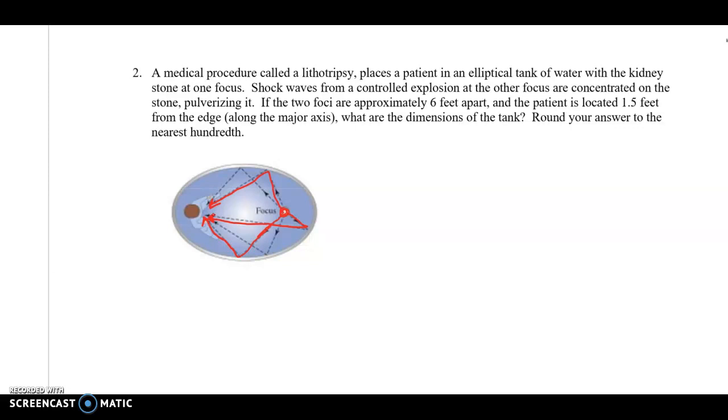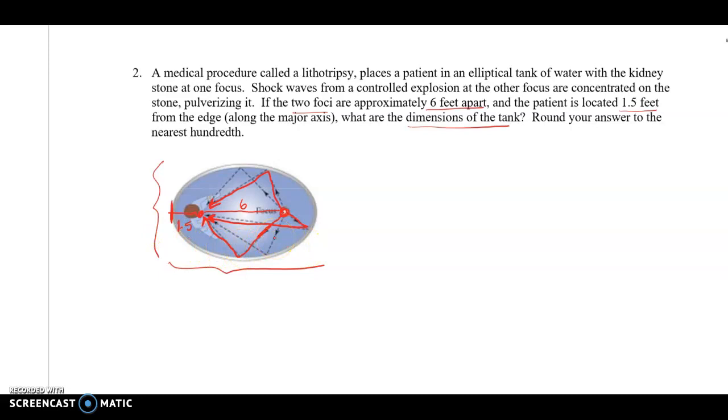All right, so here's an example where it says, if the two foci are approximately 6 feet apart, that's how far apart the foci are, and the patient is located 1.5 feet from the edge. So I guess from here to the patient is 1.5 feet. And then the foci are 6 feet apart, it says. What are the dimensions of the tank? Now you might say, how do I give dimensions of an ellipse? Well, just imagine it's a rectangle. So basically, what's the width and what's the height, or the length and the width? Or in our vocabulary, it's really the major axis and the minor axis.